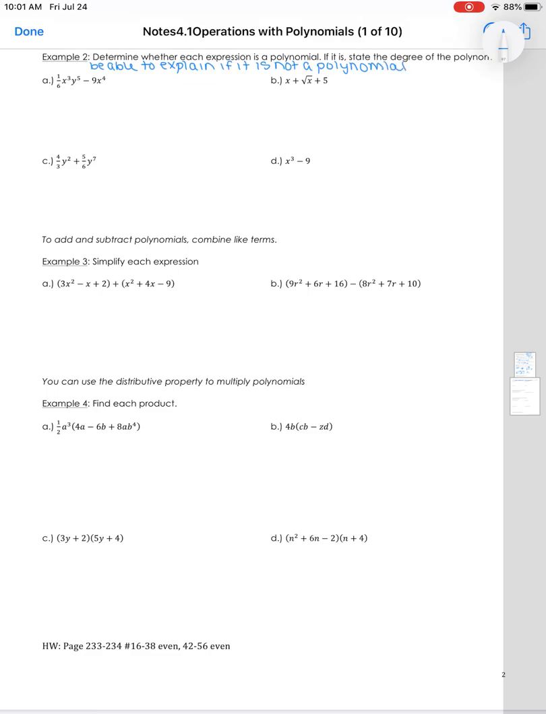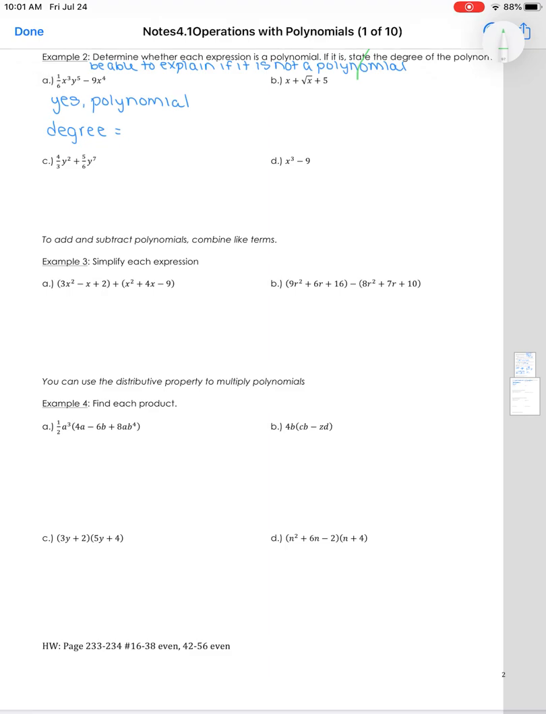It says determine whether each expression is a polynomial, and if it is, state the degree of the polynomial. And I'm also going to add, be able to explain if it is not a polynomial. So always be able to have that understanding behind you in terms of why or why not.